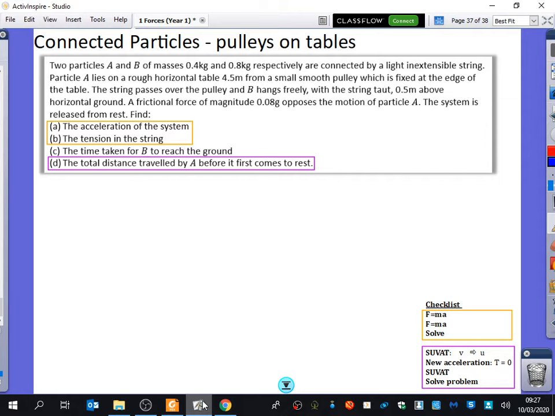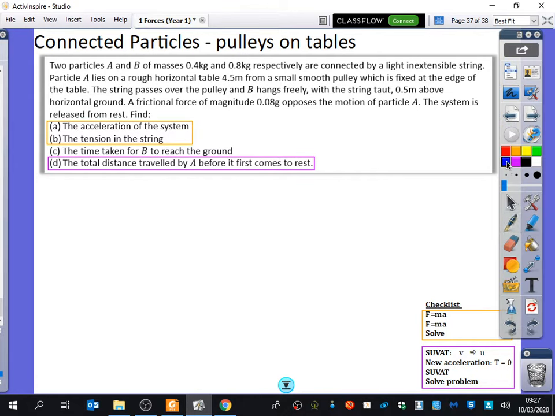Now the best way for me to describe this is actually just to start reading what the question says, and then we'll draw a diagram and it will help you to imagine what's happening here. So two particles, A and B, of masses 0.4 kilograms and 0.8 kilograms respectively, are connected by a light, inextensible string. Particle A lies on a rough horizontal table.